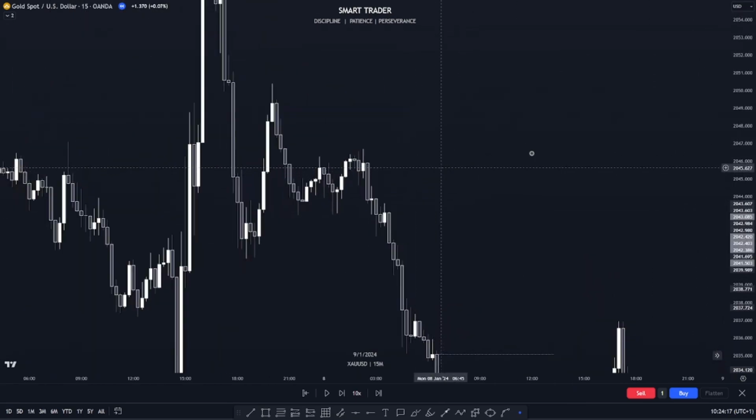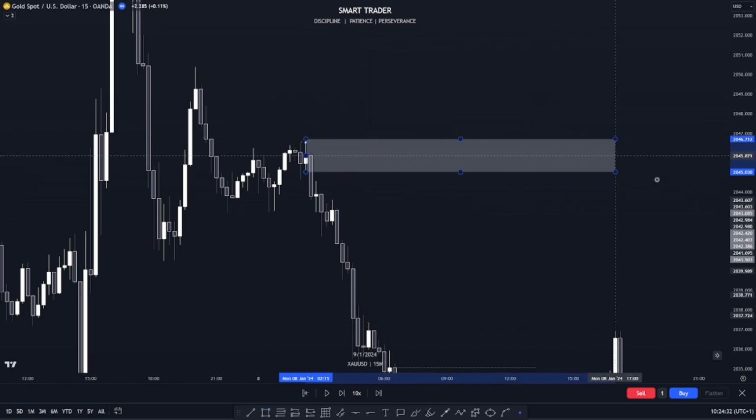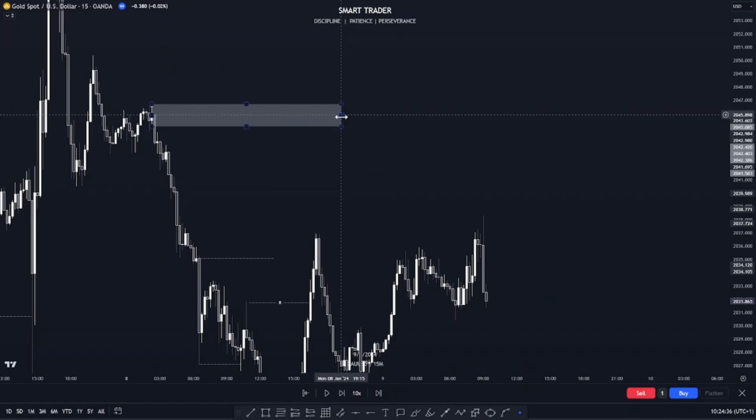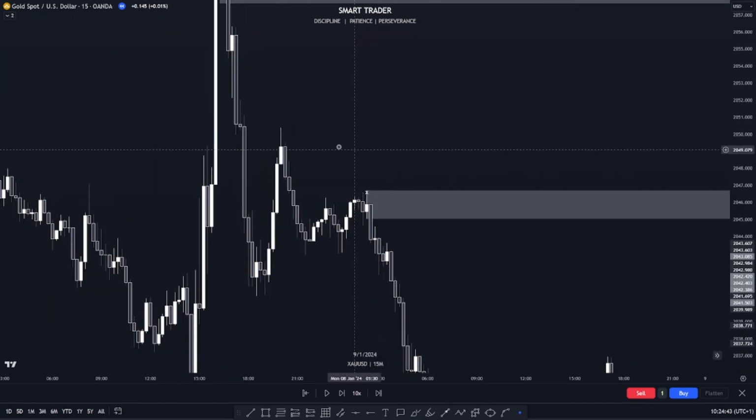Okay, but if you look a little bit above here, we have a valid order block right here. This white candle has cleared liquidity of the previous candle, making it a valid break of structure. Okay, so we can mark this as a decisional order block. Okay, so this is our decisional order block.